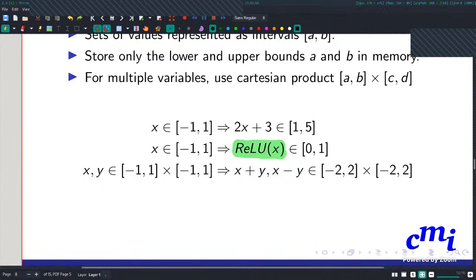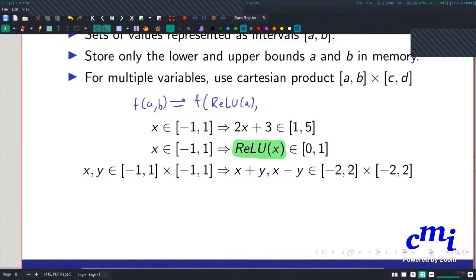Again, we can formalize this, saying that if [a, b] is the input, the output is the interval [ReLU(a), ReLU(b)], because we just leave a and b the same if they're positive. And if it's negative, we just set it to 0. This is exactly what's going on, right? So again, the same question we can ask: is this precise?